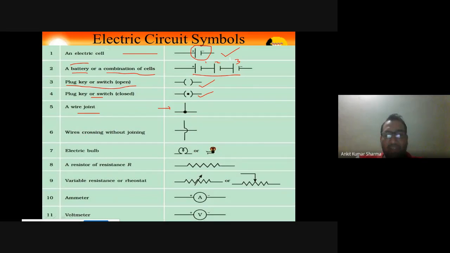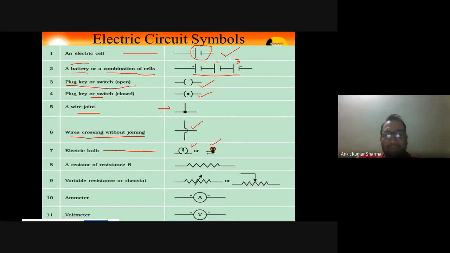and the wire crossing without joining, if we are talking about two or more wires, we represent these symbols by the two wires. This means they are connected to each other, they are touched to each other, and this means they are untouched and they are not touched to each other. And if we talk about the electric bulb, then it's shown by these symbols, this one and this one.